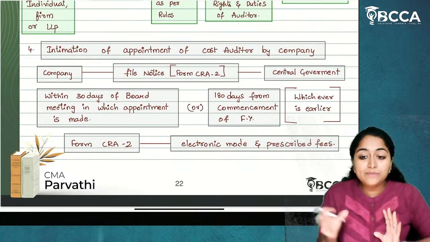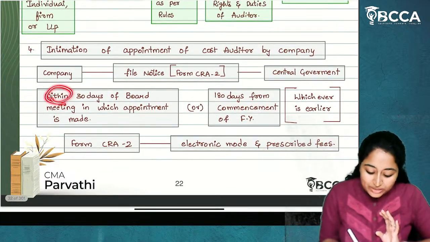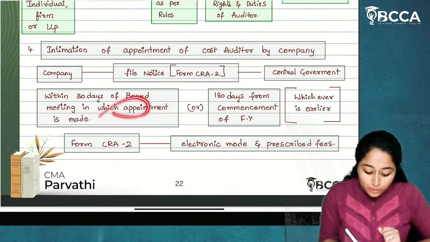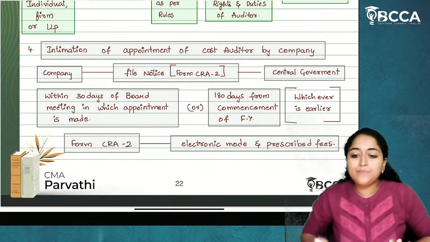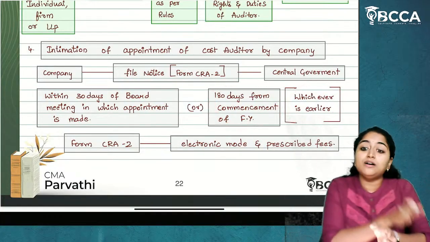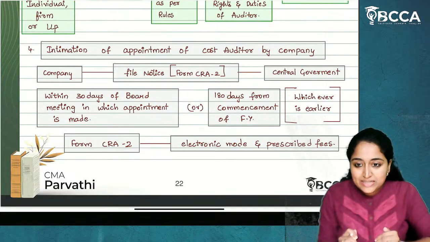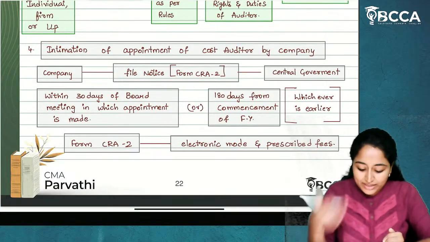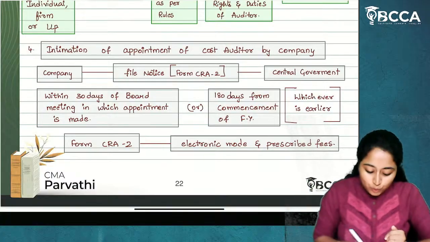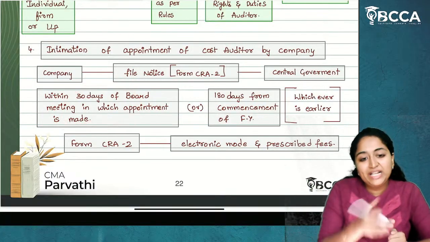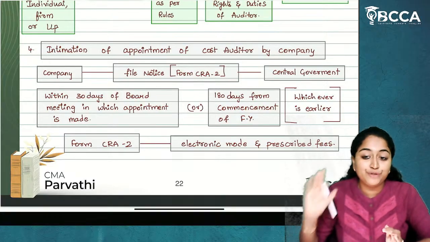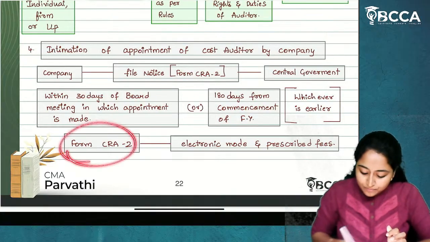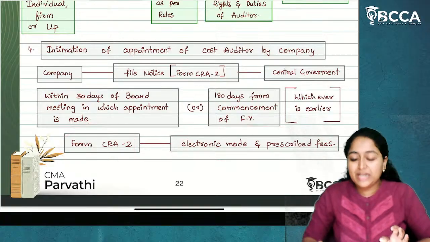Now, what is the time limit of filing this notice? Within 30 days of the board meeting in which the appointment is made, or within 180 days from the commencement of the financial year, whichever is earlier. If appointed within 180 days, from that within 30 days they have to give form CRA2, or within 30 days of the board meeting in which they have appointed, whichever is earlier, they have to file it in form CRA2 to the central government. Electronic mode and with a prescribed fee.